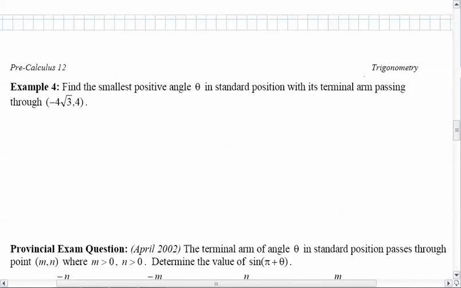So for example 4, if you're given the coordinate point, you can already know one of the ratios. Do you know which one? Tangent. So this means that tangent theta is 4 over -4 root 3, thank you. So if I simplify that fraction, it's 1 over -root 3.